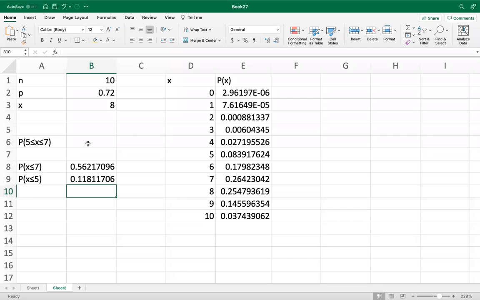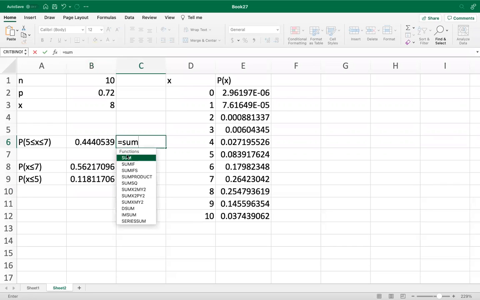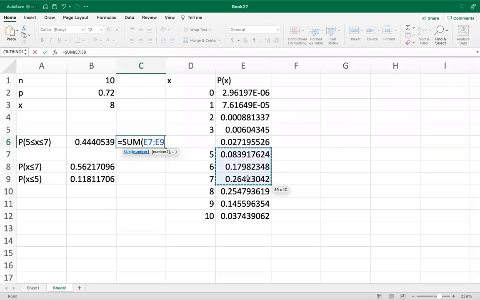And now from here, we would say the probability of 5 less than or equal to x less than or equal to 7. This is equal to this value minus this one. And there we go. So we have these. Again, this is a probability of 5, 6, and 7. So let's see if it ends up being true. So equal to the sum of probability of 5 to 7, sum of 5 up to 7.